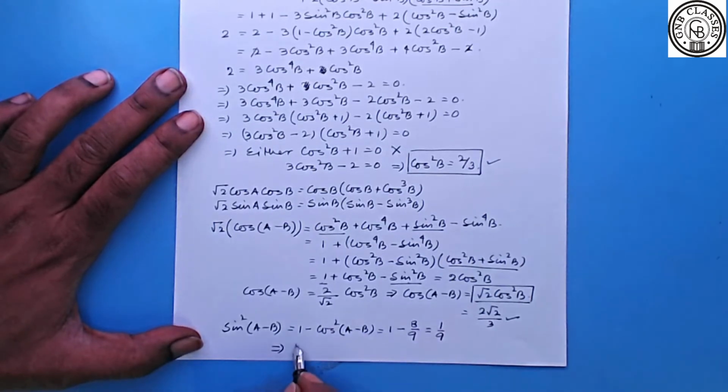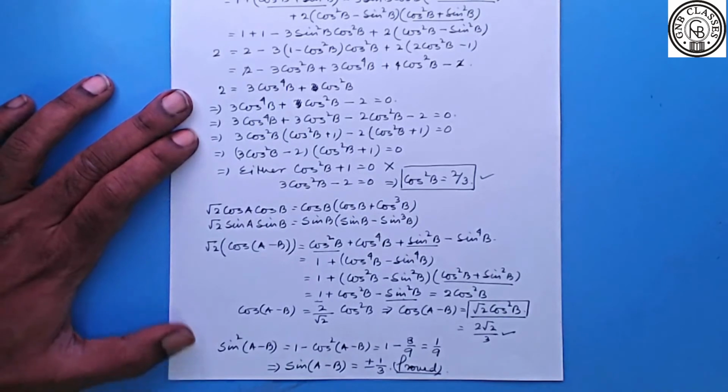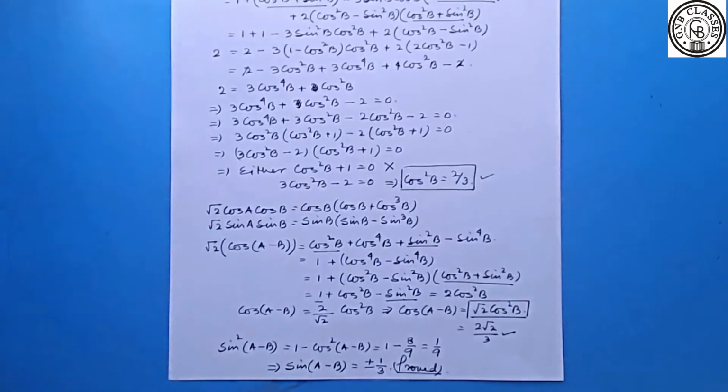So that implies sin(a minus b) is basically plus minus 1/3. Proved. Have you got it? Have you got the answer? Is it clear to you? Okay.